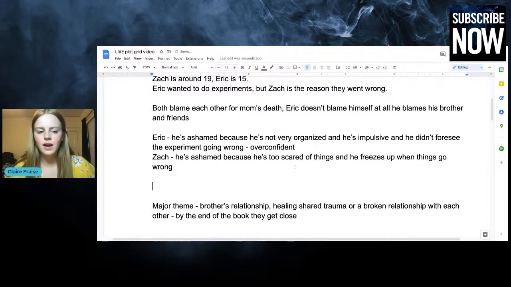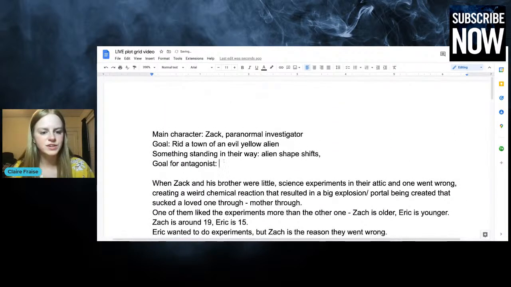Okay, so I feel like that's a good bare bones of the story, except we just have to figure out what the goal for the antagonist is. So, is the alien the mother, or is the alien not the mother? And does the alien want to kill people, or does it want to possess people? Or if it's the mother, does it want to heal the relationship between the brothers somehow?